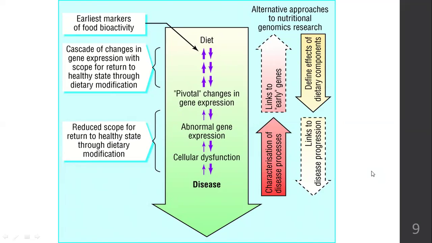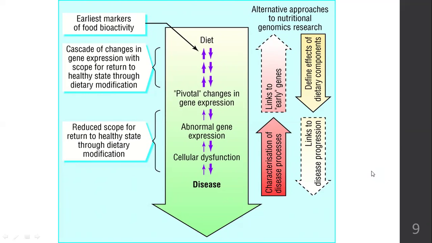Pancreas are no longer producing insulin. That's an abnormal gene expression. What could have been a normal gene expression? Pancreas are producing enough amount of insulin, okay, and your cells are responding to it.